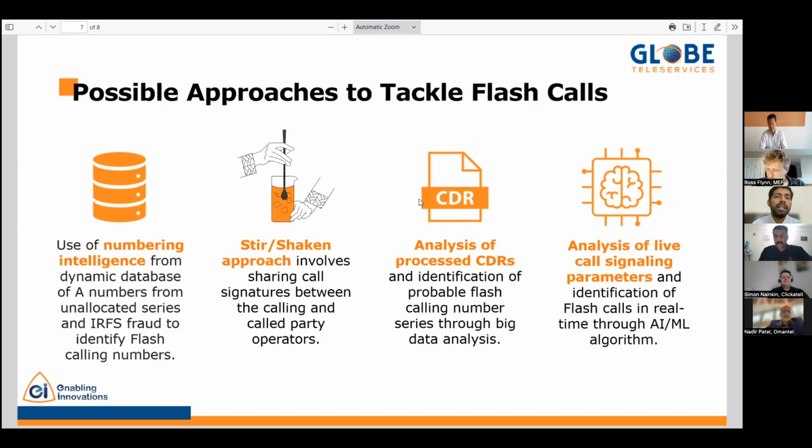So these are a couple of approaches. Are any of these approaches wholesome? No. There are certain solutions in the market which make use of all these various approaches put together, and we are here to talk about that.